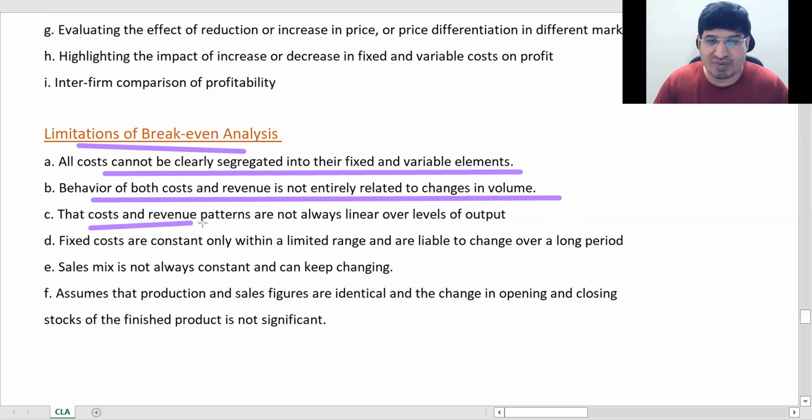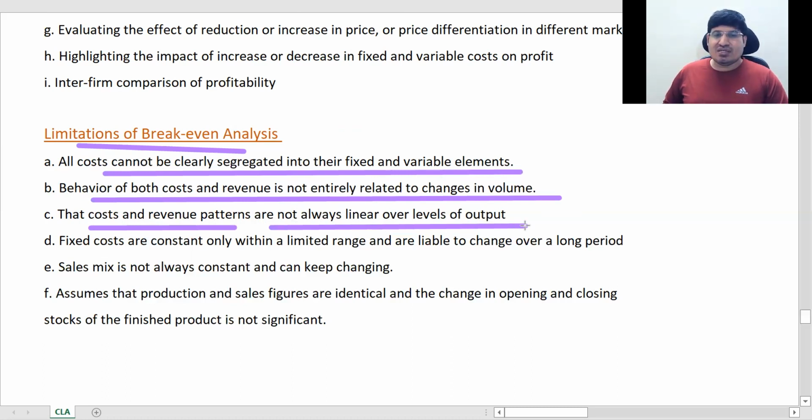That costs and revenue patterns are not always linear. So जैसे linear है what it means is एक यूनिट का कॉस्ट 20 है, 2 यूनिट का कॉस्ट 40 है. The same linear relation हमेशा ही होगा ऐसा जरूरी नहीं. Okay, that's what is this limitation. The linear relation might not be there always.